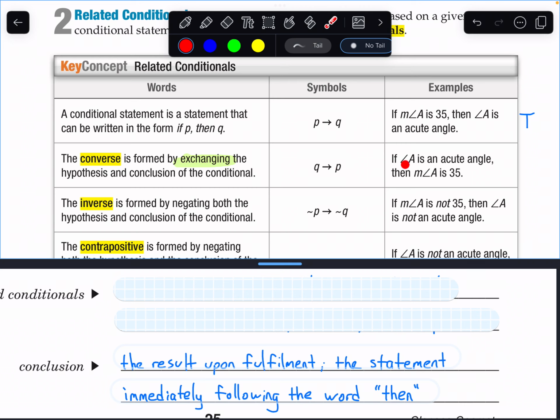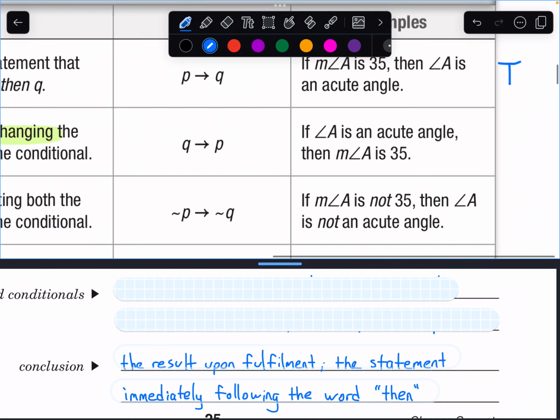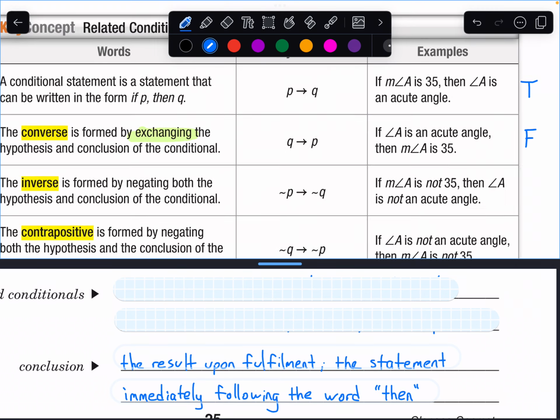For example, if angle A is an acute angle, then measure of angle A is 35 degrees. This is not always true. Measure of angle A, if we only know that it's acute, could be 40, 45, even 50 degrees. So this conditional would be false. It's not guaranteed.